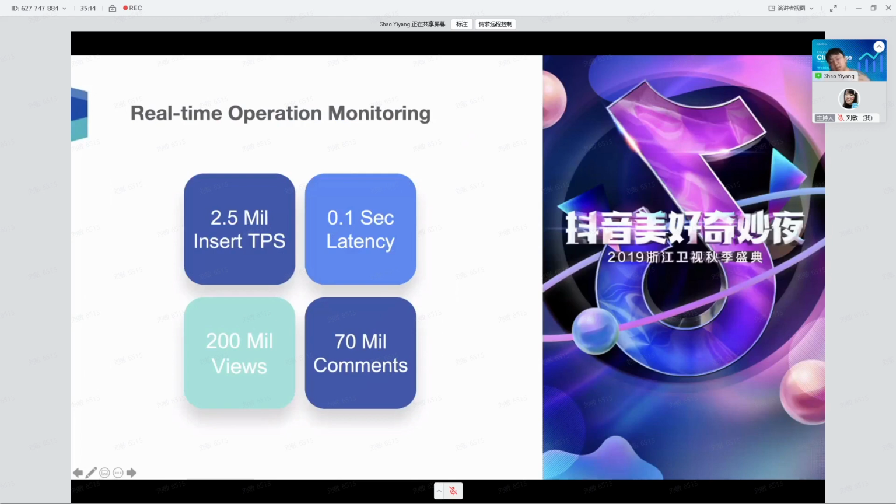This data is based on 200 million live views, and we are able to process 70 million user comments. Harvesting from these 70 million comments written by users in real time, we generate hot topics and then push them back to the users during these live events.